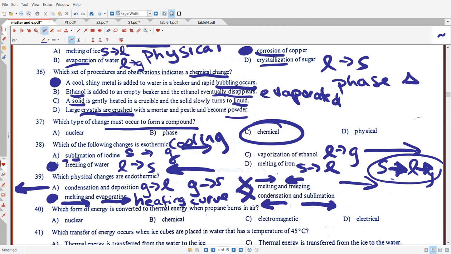What form of energy is converted to thermal when propane burns? Burn is a chemical change.